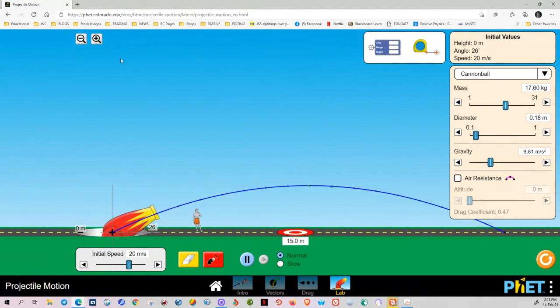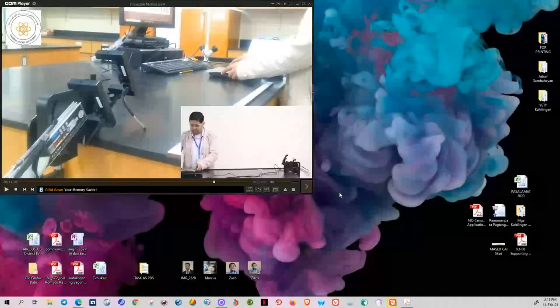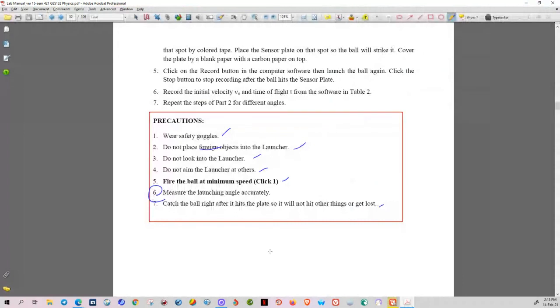So that's launched at 26 degrees. What about we launch at 25 degrees? While there might be a small difference, you can see here on the right that there is actually a big difference. So you have to set the angle correctly, okay? That's the source of error and the precaution that we are going to write.